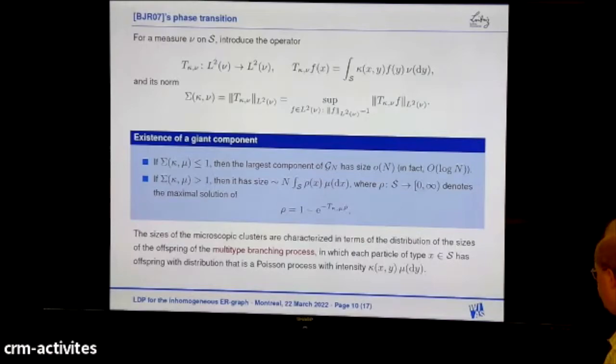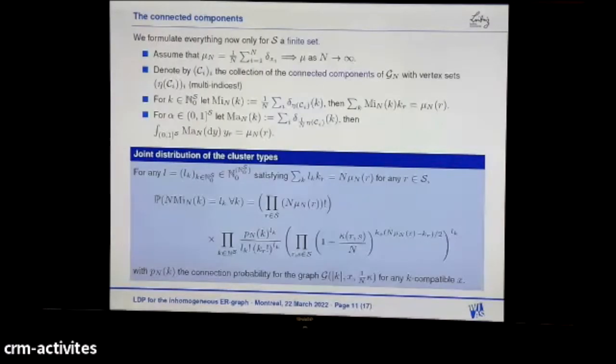This is the distribution, the spatial distribution of the largest cluster in the case that the giant cluster exists. The spatial distribution of the vertices. Rho of x is now a density.